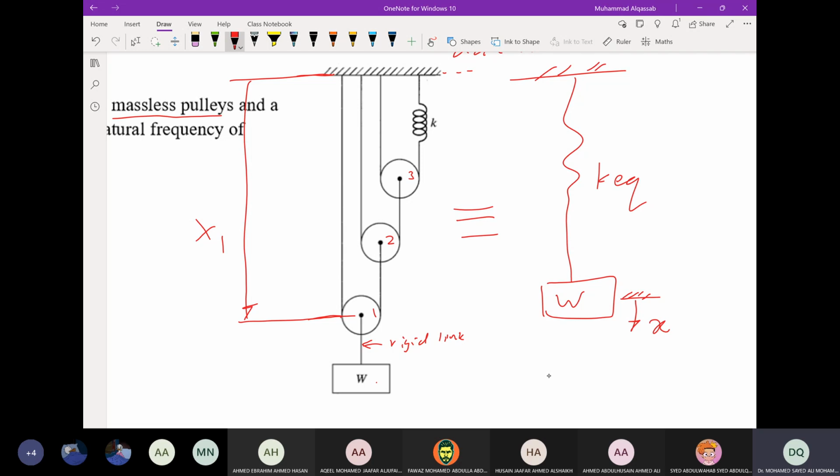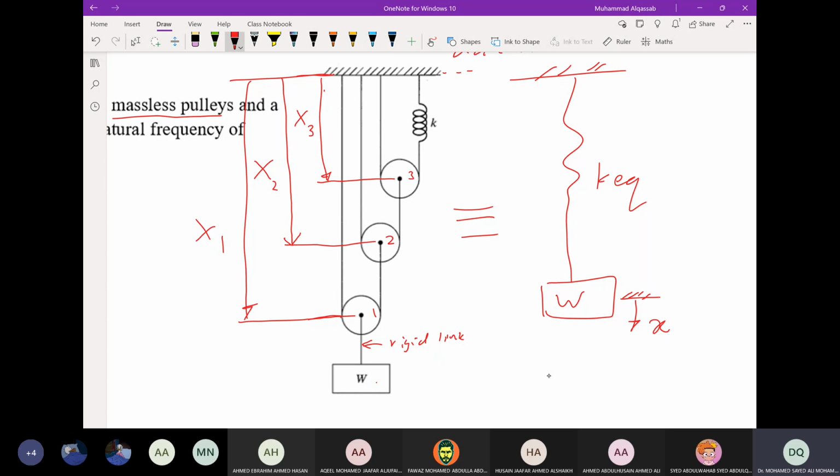Okay, this is x1, and the position of pulley 2 is x2, and the position of pulley 3 is x3. As we said, the cords are inextensible, but here we have a flexible element, which is the spring.